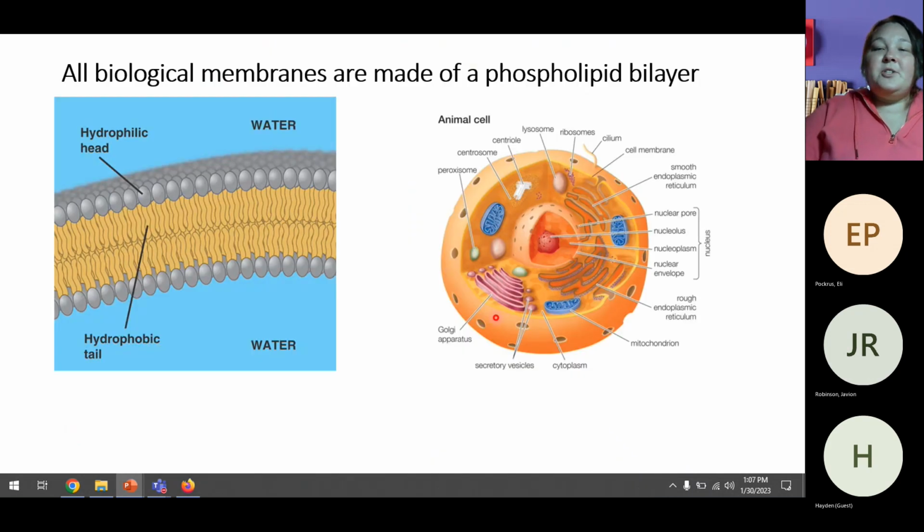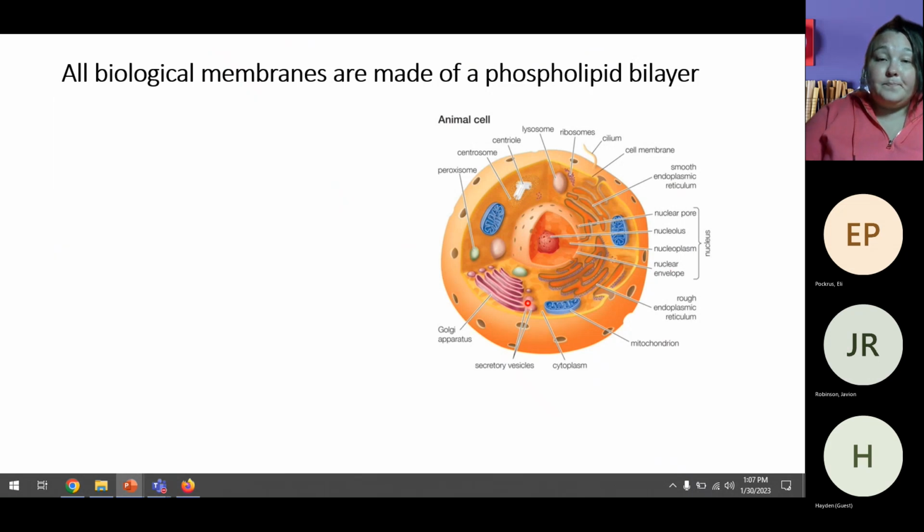I put this here because I want you guys to see how many membranes are in a cell. Remember that all membranes are made of a phospholipid bilayer. Here we've got our phospholipid bilayer. We have the cell membrane, which is the membrane surrounding the cell, keeping everything in. We have all these other organelles that are bounded by membranes, the Golgi apparatus, the secretory vesicles, the mitochondria, the rough endoplasmic reticulum, the smooth endoplasmic reticulum, the lysosome. You'll learn about those in the next chapter. But my point here is that there's a lot of membranes, so phospholipids are extremely important.